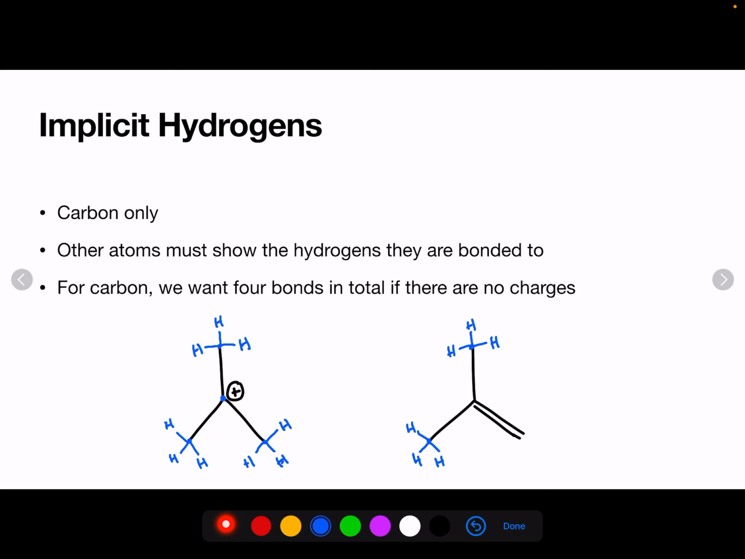Now, the carbon in the middle, it already has 4 bonds. So a double bond will count as 2 bonds, and a triple bond will count as 3 bonds. So this already has 1, 2, 3, 4 bonds. So this carbon is all good to go. We don't need to add any implicit hydrogens. Now this carbon on the bottom, it already has 2 bonds because it's attached to a double bond. So we're only going to need to add 2 hydrogens to it to complete its octet. So these are all the implicit hydrogens in these 2 molecules.